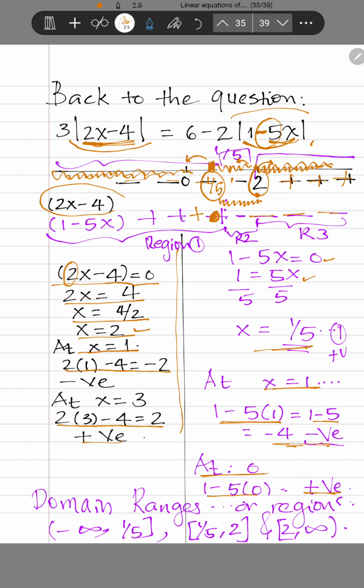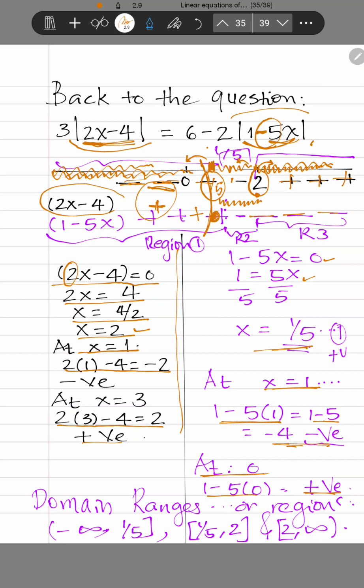What's happening between negative infinity all the way to 1/5? 2x minus 4 is negative. This one here. 2x minus 4 is negative. 1 minus 5x is positive. So in this part, 2x minus 4 is negative. Here, 1 minus 5x is positive. This is the first case.